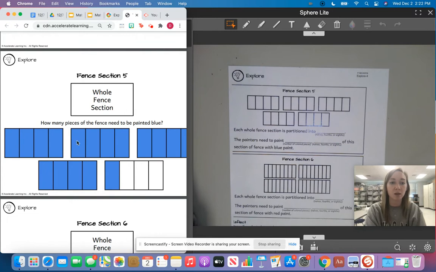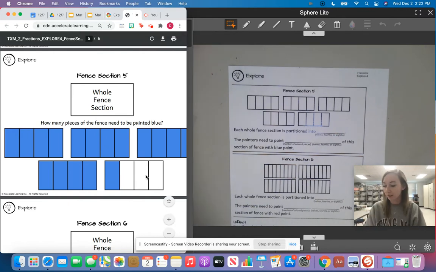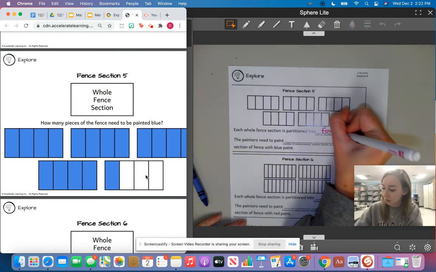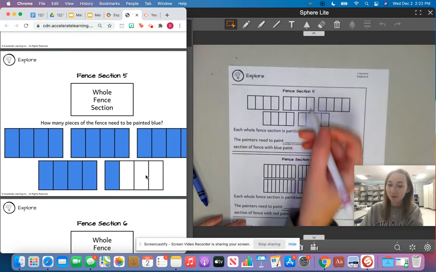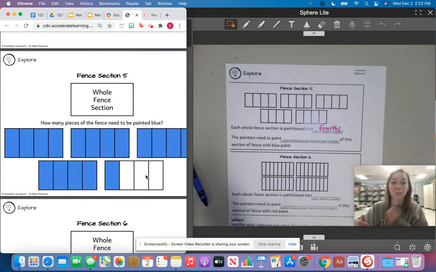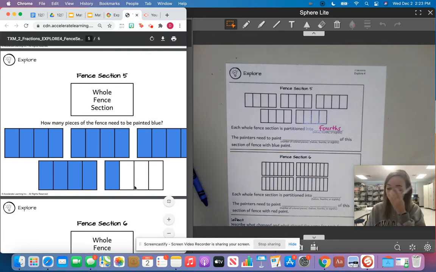We see 1, 2, 3, 4, 5 whole fence sections, right? And each of these fence sections, is each whole broken into halves, fourths, or eighths? What do you guys think? They are broken into fourths. So there's 5 whole fences. Each one is broken into fourths. And let's look at our example. We see that one whole fence is painted blue, another blue, another all blue, but this one is not all blue.